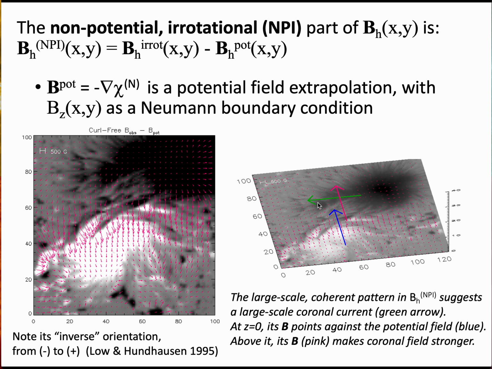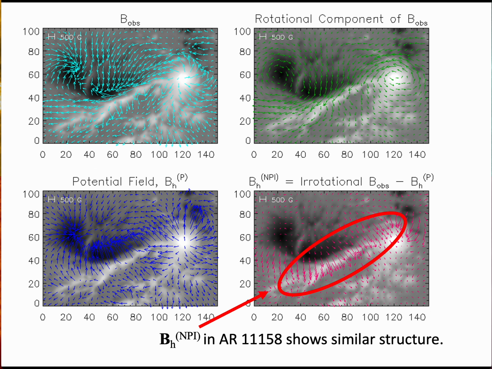If you use your right-hand rule and put your thumb along that green vector, below it, your fingers will point in the same direction as the non-potential irrotational field. Above it, they will point in the opposite direction, basically from positive toward negative. But at the photosphere, the NPI field points opposite to the potential field, which points along the blue vector shown here. So it's a non-potential field.